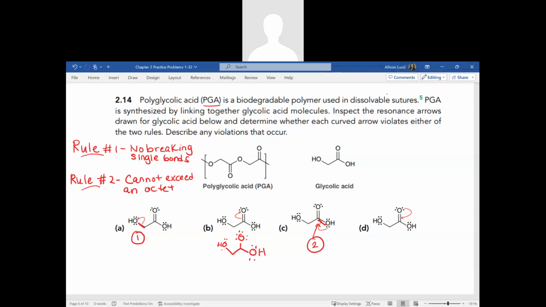And then last we have the opposite kind of structure B. We have movement of a lone pair down to our carbonyl, and we would end up forming a triple bond here between oxygen and carbon. Oxygen would not have exceeded its octet, but this carbon will. So again, rule number two is violated in structure D.